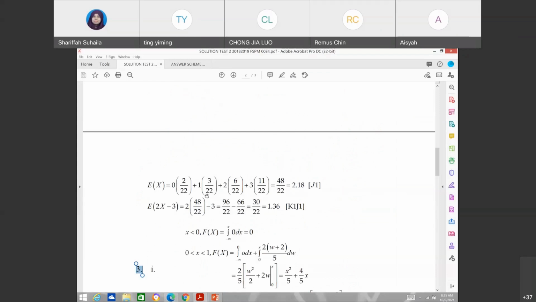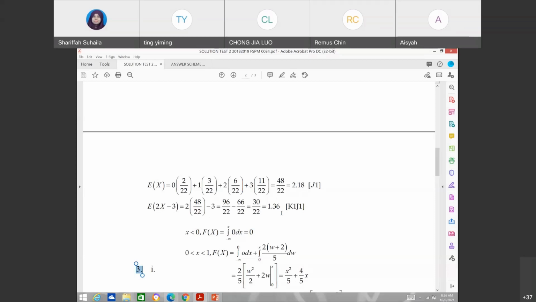So you have your x. You show how you get the value of x times your probability. And then what is your answer? If you want to put in fraction, it's okay in fraction, or if you want to give it in terms of decimal point, take around 2 or 3 decimal points. So expected value of 2x minus 3, you solve this one, you get 1.36. So just use the properties. Ini apa yang kita dah buat sebelum ni.